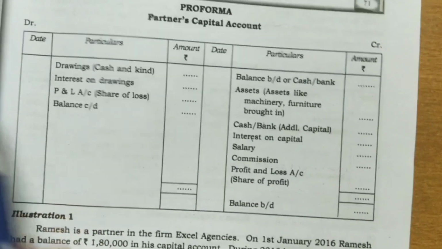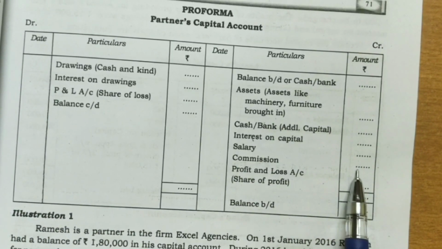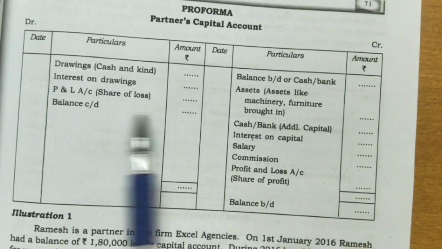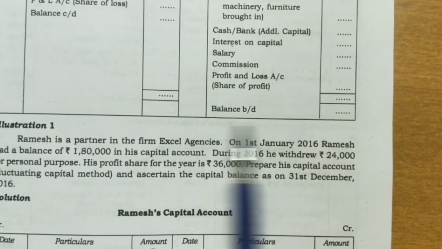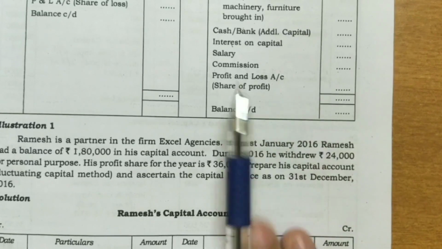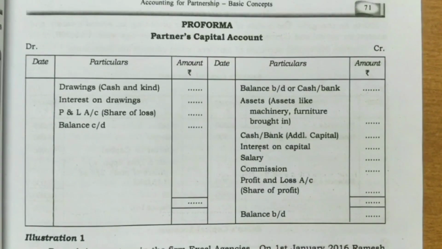So we will transfer the net loss to the debit side of the capital account and profit to the credit side of the capital account. Then what we do is we total both sides, and then we'll see where the mismatch came, and we'll write it as balance carried on, and this amount will be written in the balance sheet.